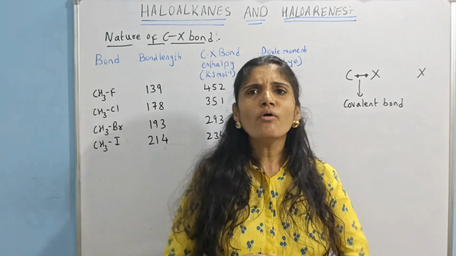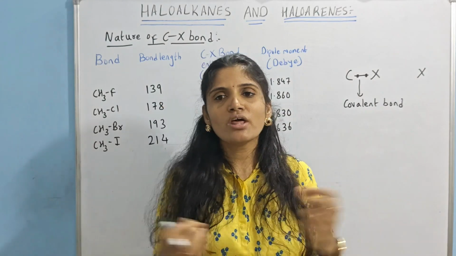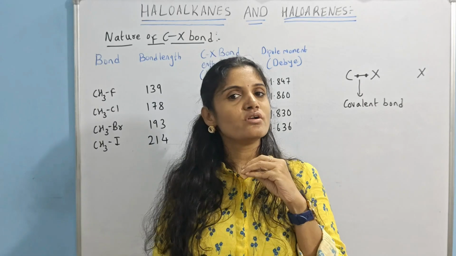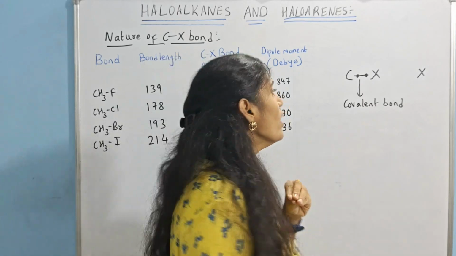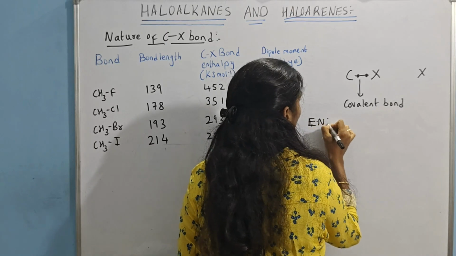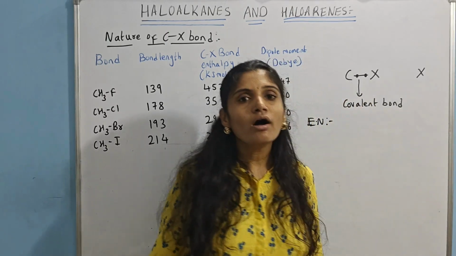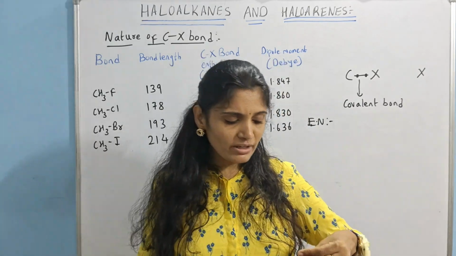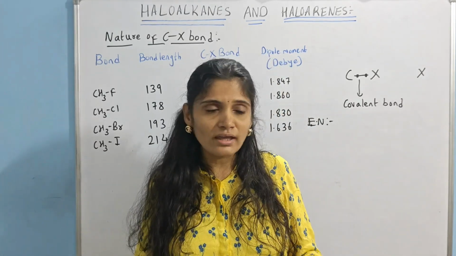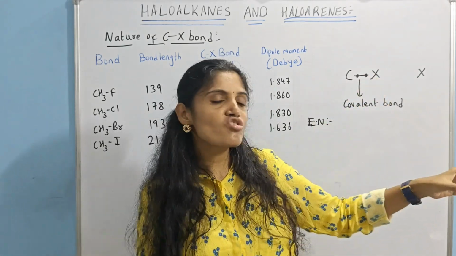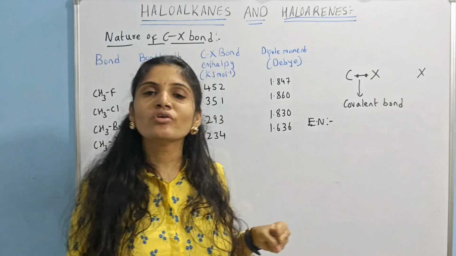Very happy story. Carbon and halogen are sharing 2 electrons. Everything is very good. But here we need to understand one very important concept, electronegativity. You know electronegativity is that periodic property where an element wants to keep the shared pair of electrons more towards itself.